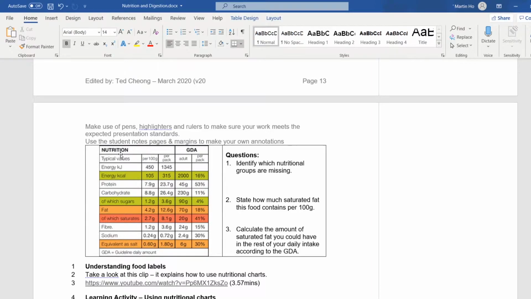As we can see here, it's broken down into a bunch of different categories. We have our typical values, which are energy in kilojoules, energy in calories, but then we can see our primary nutrients. We have proteins, carbohydrates of which are sugars. Next we have fat, and then saturated fats, fiber, sodium, and lastly, salt.